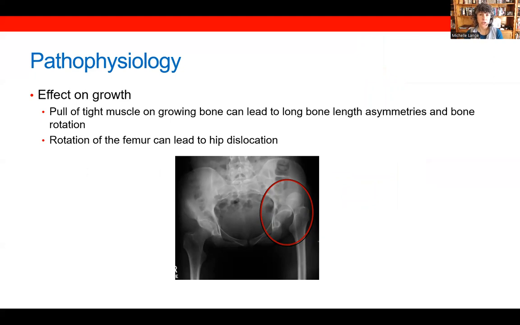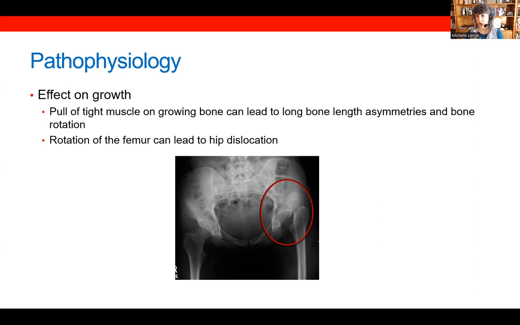What impact does increased muscle tone have on people that we work with? Well, pathophysiology is a discussion of what is the impact of this condition on the body and someone's function. So there's an effect on growth. When muscles are tight, and those muscles are attached to bone, as the bones attempt to grow, they're influenced by these tight muscles. And this can lead to asymmetries in the length of a bone, like the femur. It can also lead to rotation of a bone.